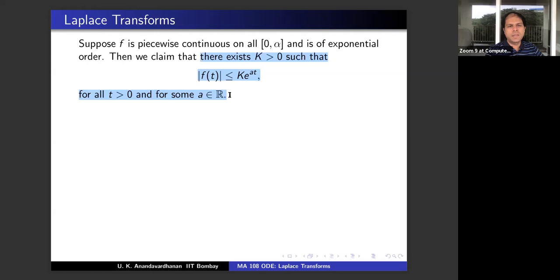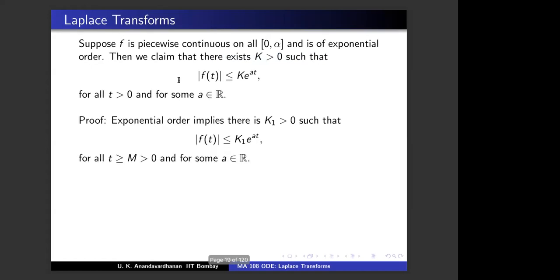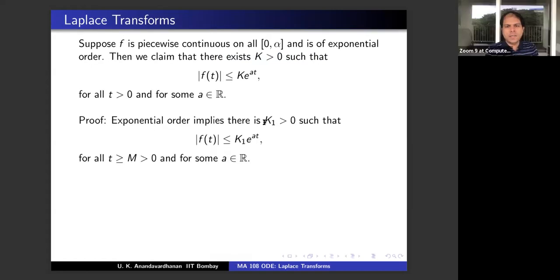I am claiming this to be true for all t bigger than 0, and this is easy. Why is that true? Because exponential order implies there exists a k1 and a such that beyond that stage this is true. Agree? This is the definition of exponential order. And from 0 to that stage it will be bounded. Why? By some constant k2. What is the keyword here?